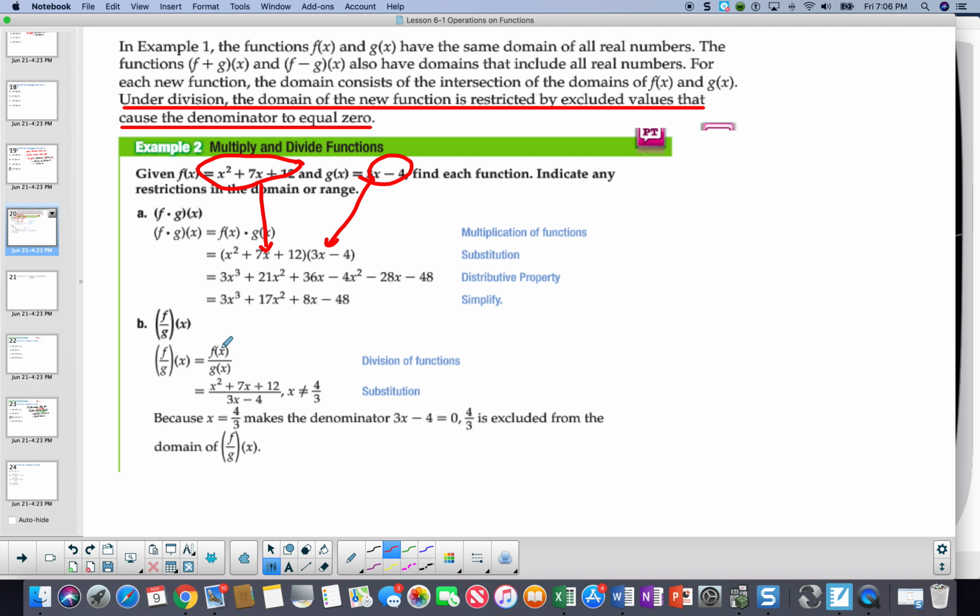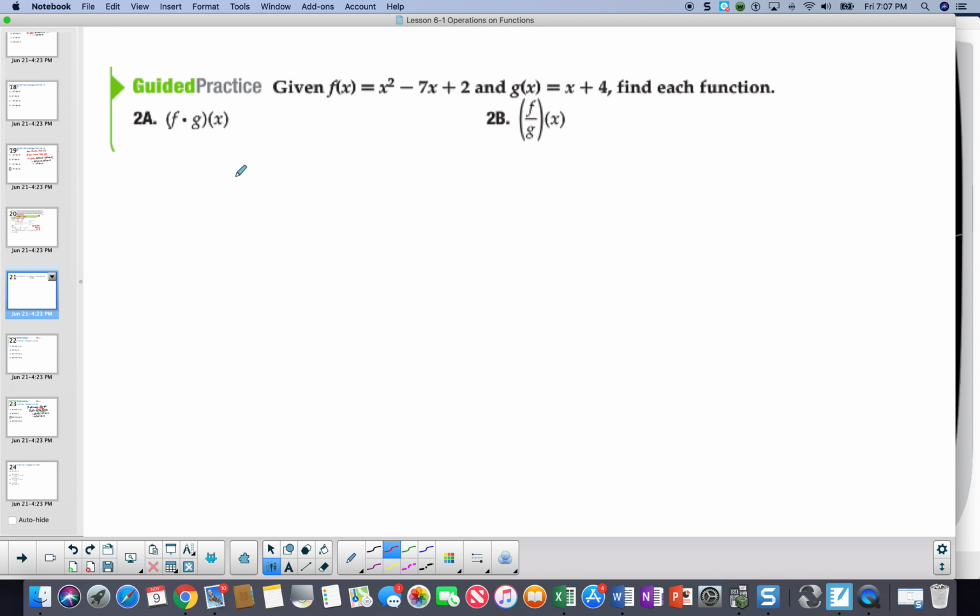Okay, in division, it's f of x over g of x, and again, I'm putting my f in the numerator, my g in the denominator, and remember, the denominator is not allowed to equal 0, so 3x is not allowed to equal 4, and x is not allowed to be 4/3. So this must be part of the answer you give me. All right, let's go ahead and practice where I start from scratch.